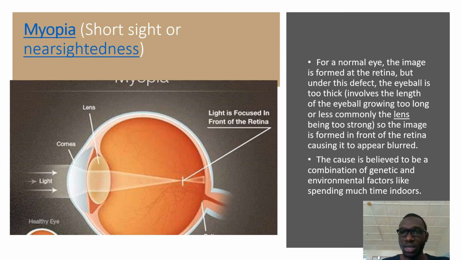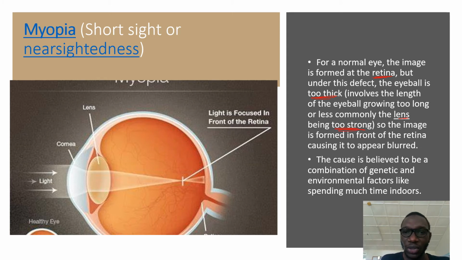What causes this? In our notes here, we see that for a normal eye, the image has to be formed at the retina, as we have seen before. But under this defect, the eyeball is too thick. That's one problem that we have. Another problem is that the lens is too strong.